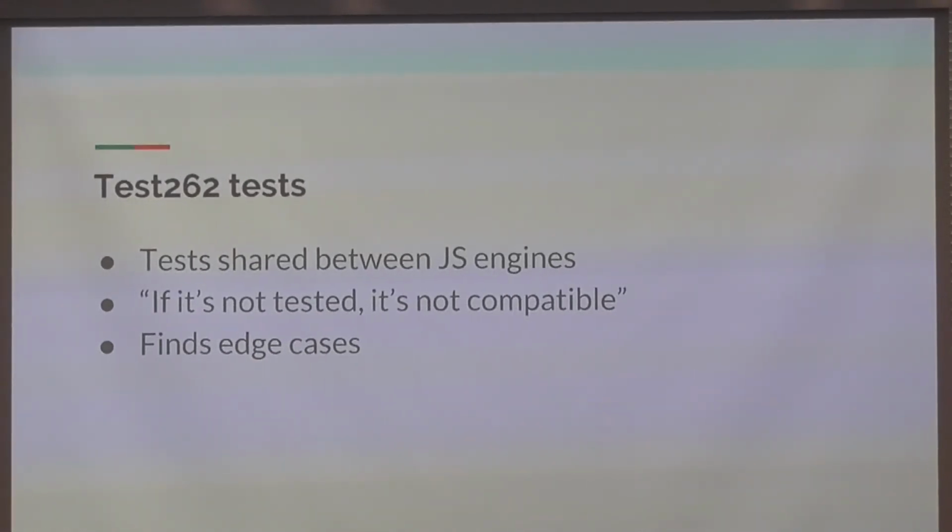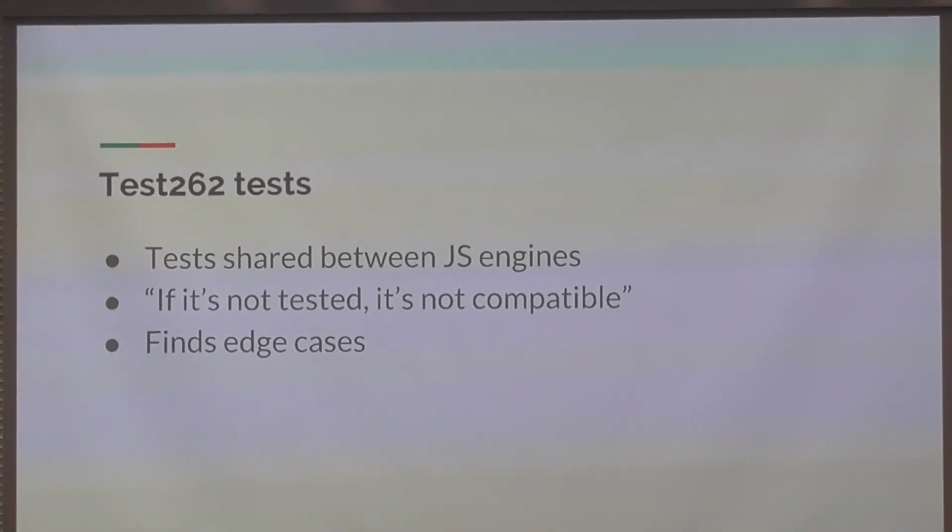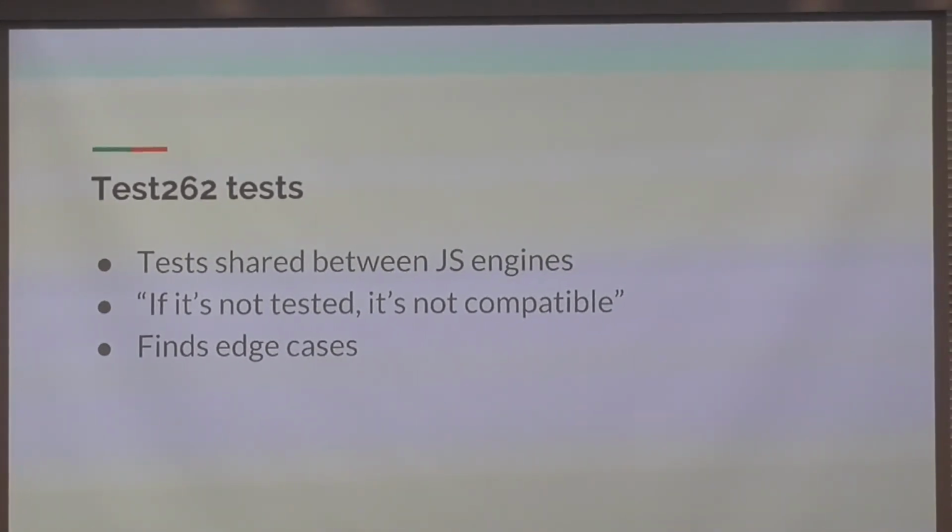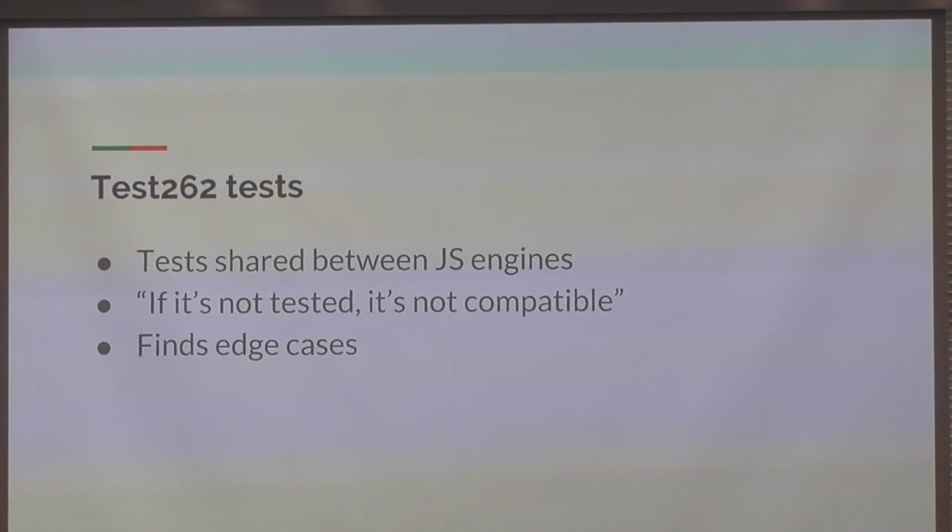So, test262, I mentioned conformance tests being required for stage 4. Test262 is the conformance test repository for JavaScript. It includes tests that are shared between JavaScript implementations. And what we find is if something isn't tested, it's often not compatible between different engines. You'll have something that works in Chrome and doesn't work in Firefox because people working on Firefox just didn't know that there was the other behavior. It's a great way to find edge cases in specifications.